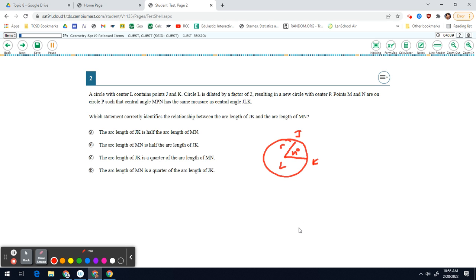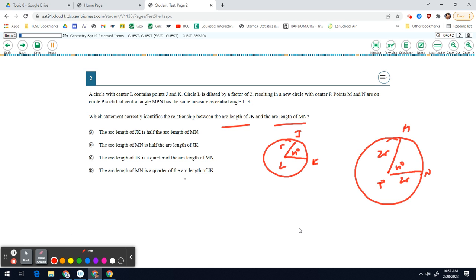So now we're going to dilate it by a scale factor of 2. It's going to be twice as big, right? So now we have circle P. So P is here. We're going to dilate by a scale factor of 2. So now your radii are going to be 2R, but M and N are going to be on this picture so that the angle stays the same. So this is M. We'll call that N. So this is still N degrees, but now your radii are just double what they were, so 2R. And they want to know, how does the arc length of JK compare to the arc length of MN?